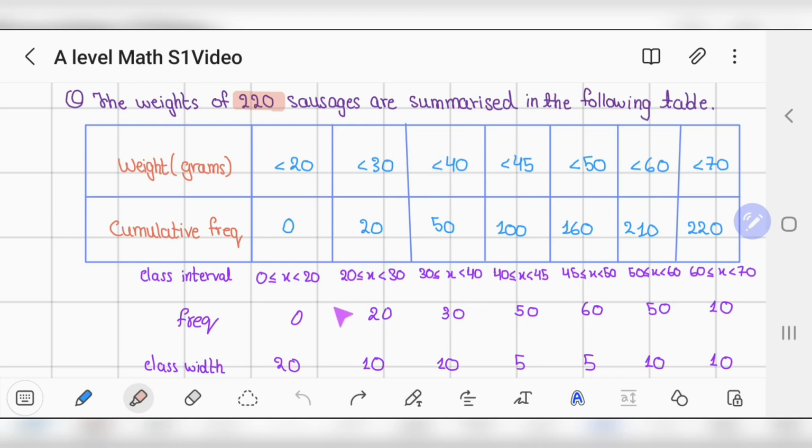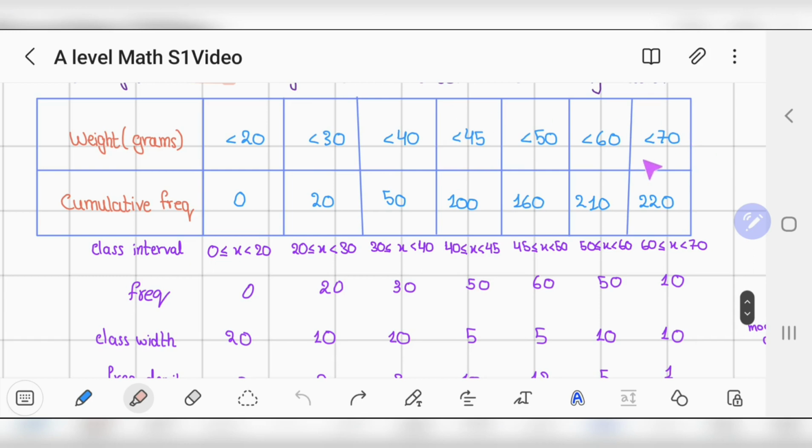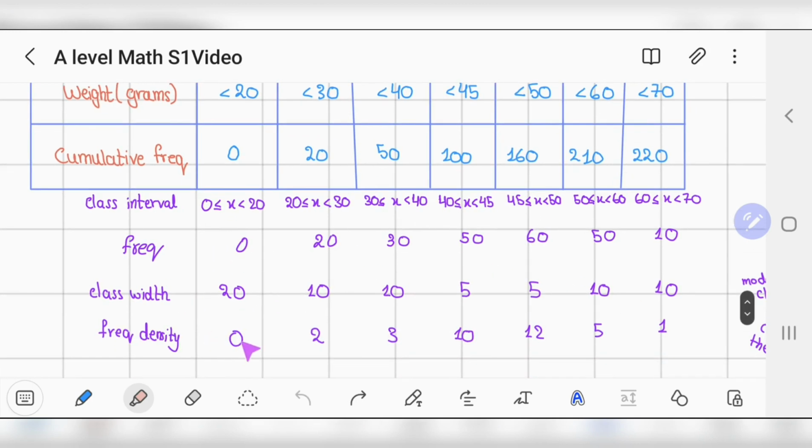Wait, less than 40 is 20 plus 30, 50. Less than 45 is 20 plus 30 plus 50, 100. Less than 50 is 20 plus 30 plus 50 plus 60, 160. I hope you get the idea, right? So whenever it has been written like this, you just convert it like this. This is the class interval, this is the class width, this is the frequency, and then you can easily calculate the frequency density.